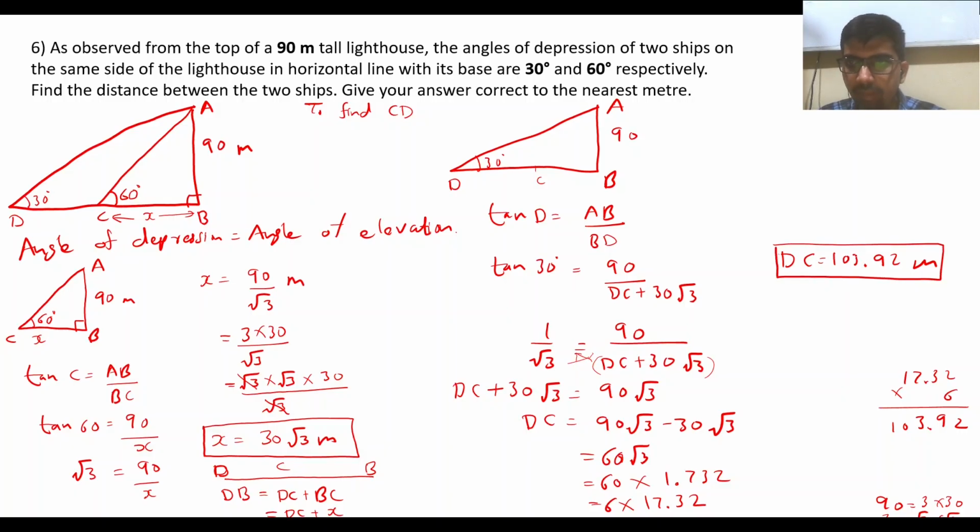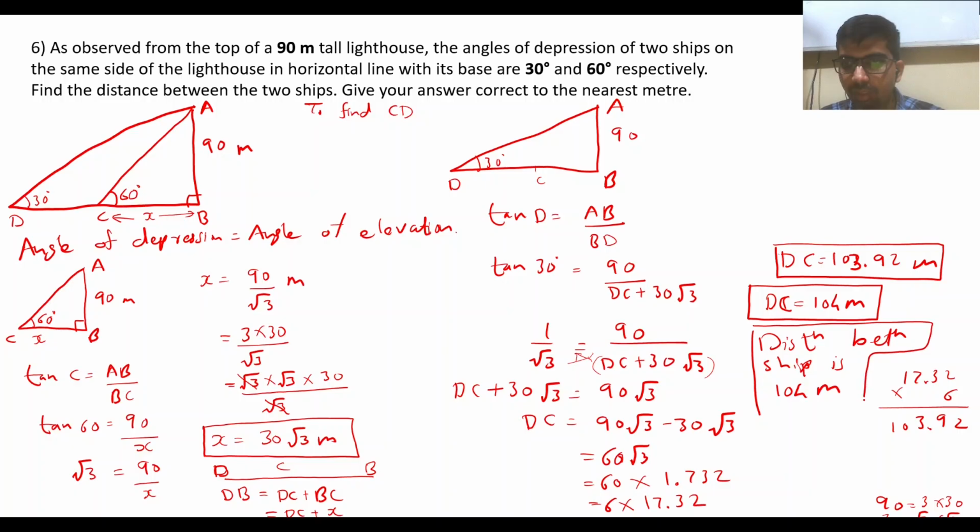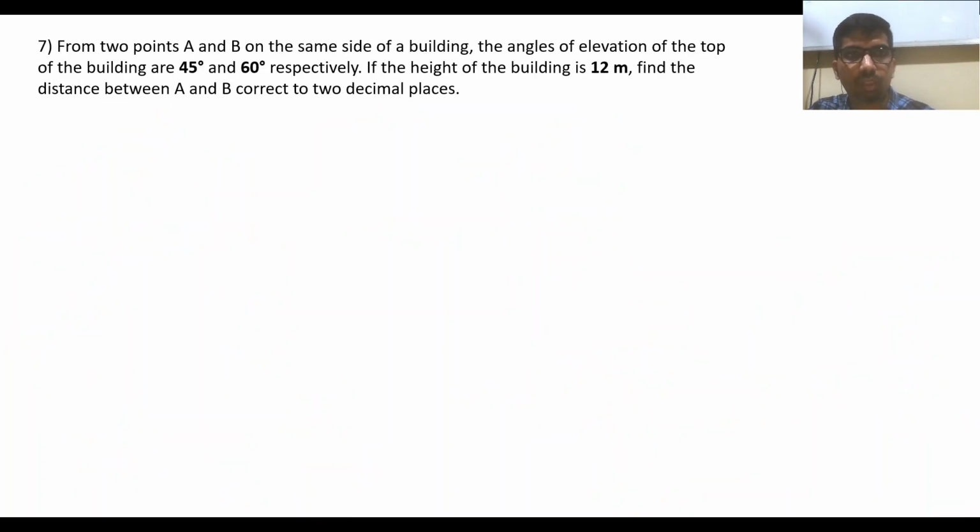But they have told us to find it to the nearest meter. After the decimal it is 0.9, so I have to round up. So this is how much? 104 meters. So the distance between the ships is 104 meters. Distance between the ships is 104 meters. So I think the ship sum is over.